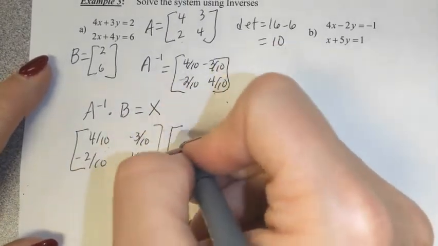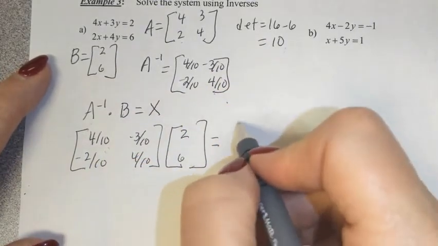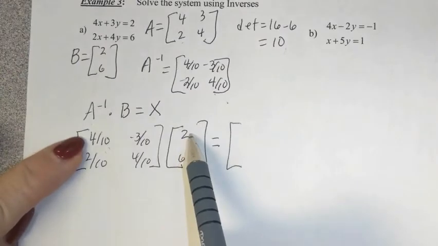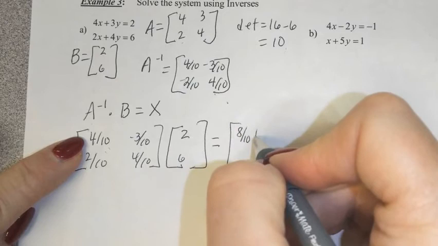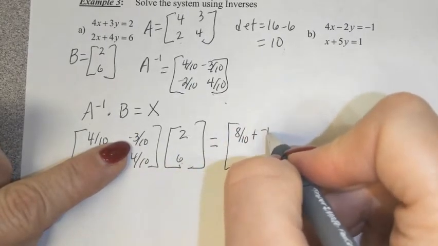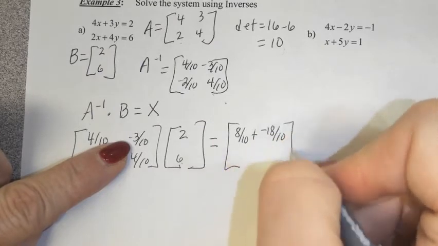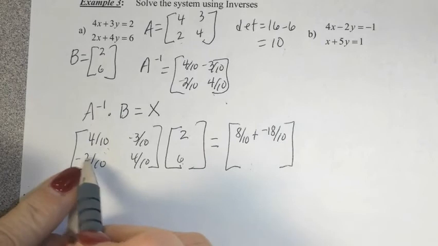It can be a little challenging to do this, but you guys can handle it. All right, so to find out what this new matrix is, remember how we multiply. That's going to give us negative 8/10 plus 8/10, plus negative 18/10. That goes in that spot.